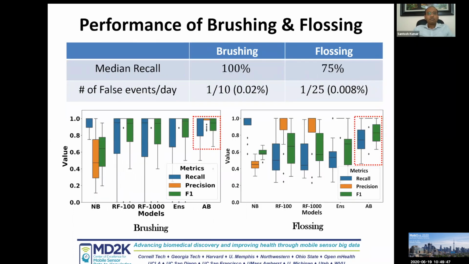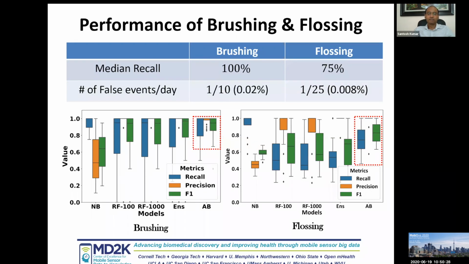For brushing and flossing, we were able to achieve a median recall of about 100% for brushing, and the number of false positive events per day was about 1 every 10 days. For flossing, because flossing involves a different kind of pattern, we were able to achieve 1 false positive every 25 days, because we don't have that many other hand-to-mouth gestures that look like flossing. And the median recall for flossing was 75%, because many times the patterns that we need for flossing require both hands back and forth.